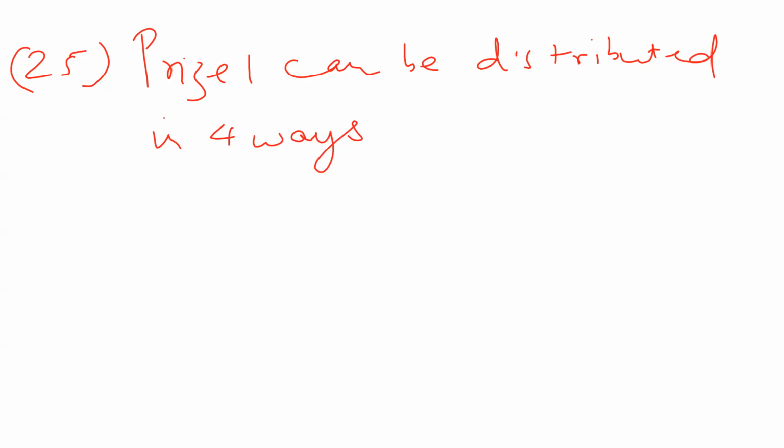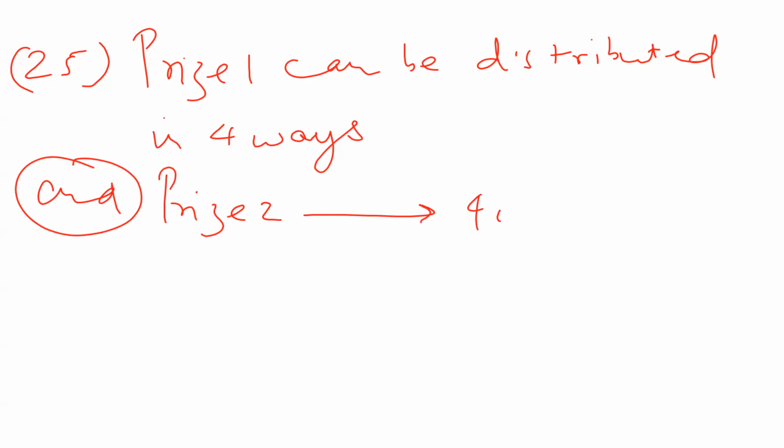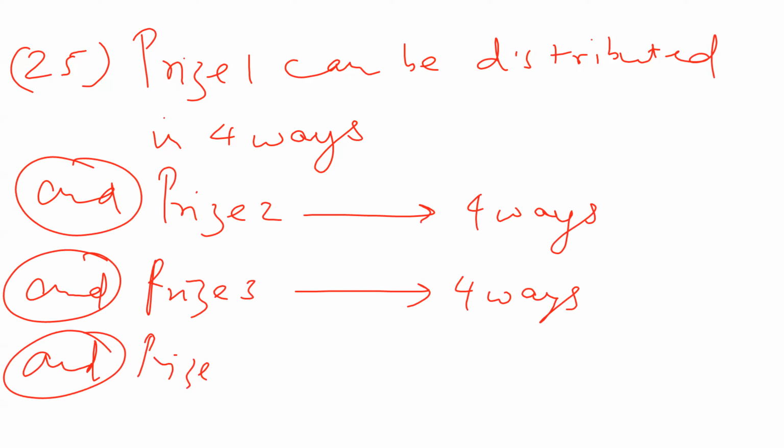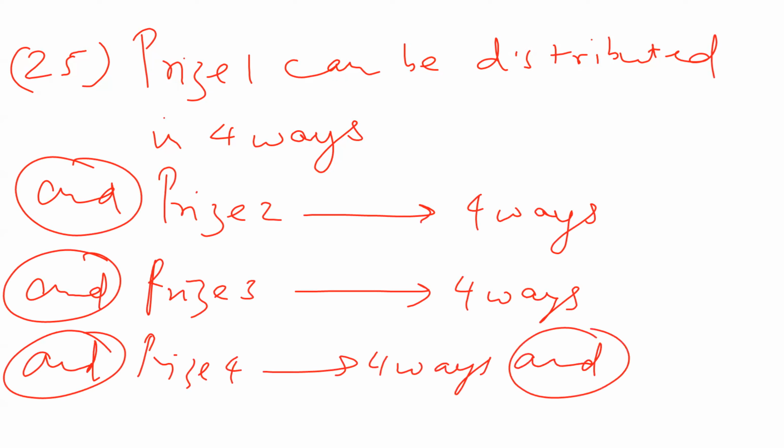So likewise, prize number 1 can be given to any one of the 4 students. Prize 2, again it can be given in 4 ways. And prize 3, again in 4 ways. Prize 4, 4 ways. And prize 5, 4 ways. And these are different prizes.